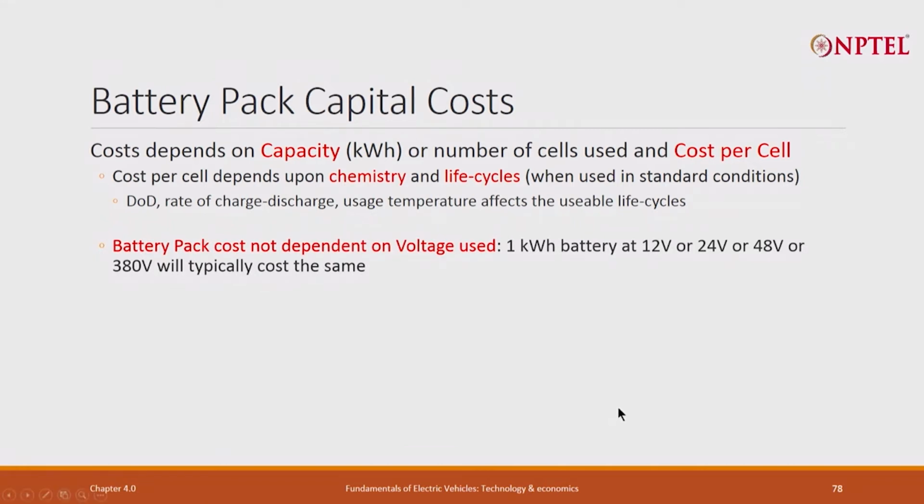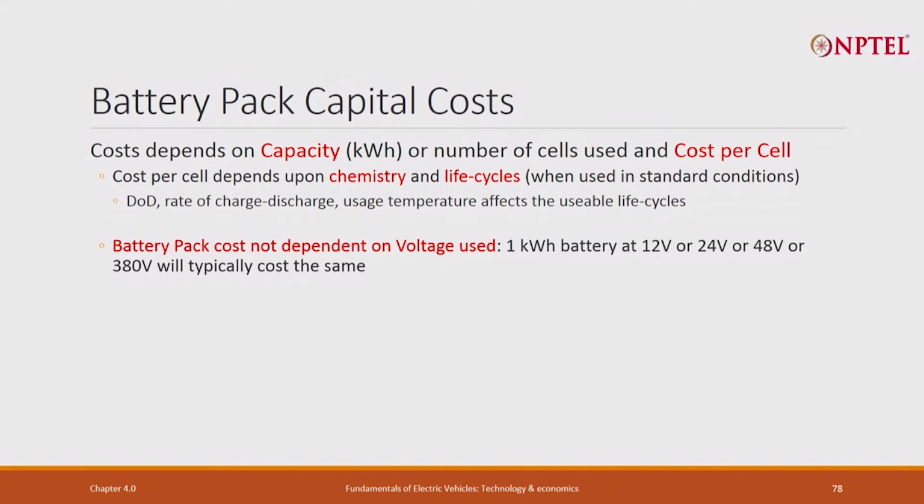Battery pack cost is not dependent on voltage, a very important thing. Very often we think, oh, by fixing voltage we are going to decrease cost. No, it depends on kilowatt hour, energy capacity. A 1 kilowatt hour battery should cost the same whether it is a 12 volt, 24 volt, 48 volt or even 380 volt. There will be marginal difference because the current will be smaller, so you may be able to use thinner wires, etc.